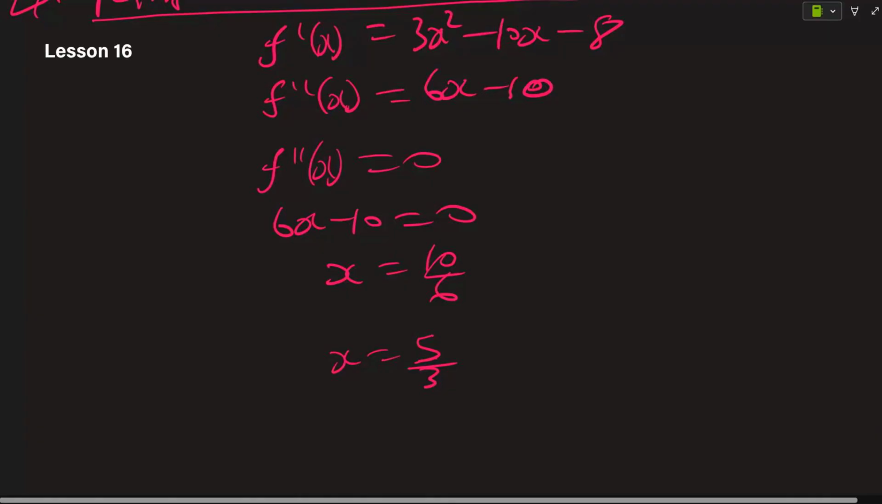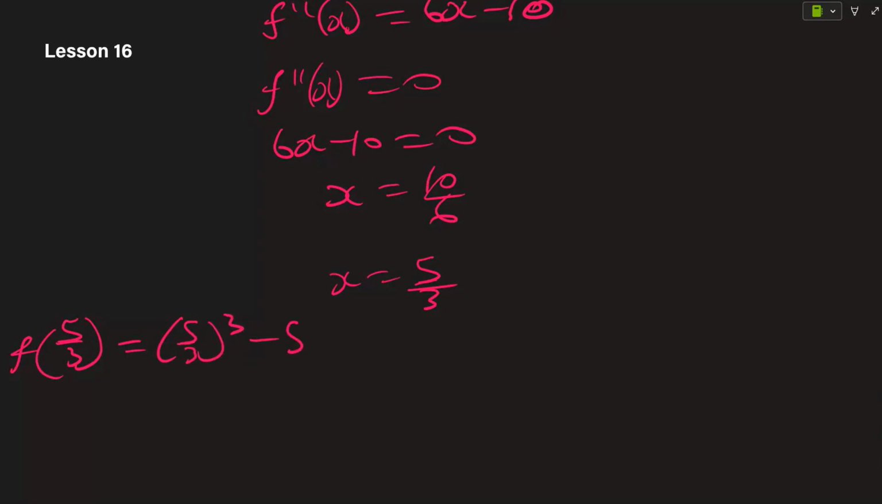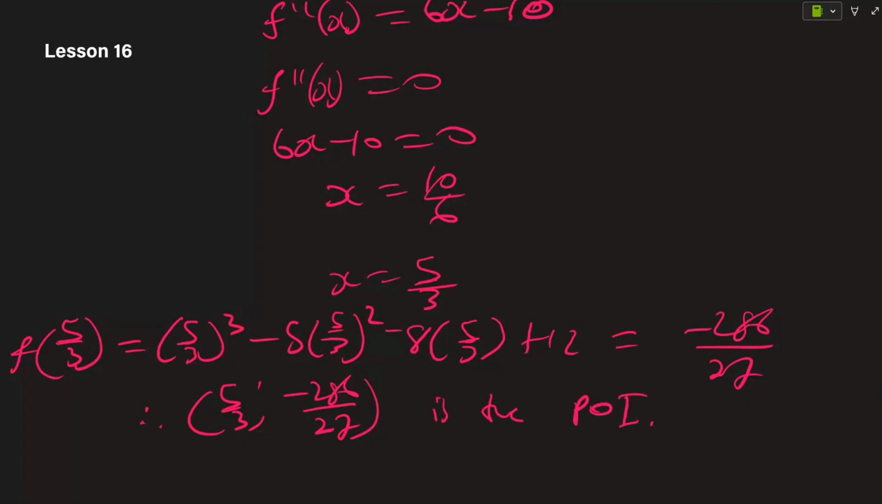So now, how do you get the y value of the point of inflection? You substitute into the original function. So f at 5 over 3 is 5 over 3 cubed minus 5 times 5 over 3 squared minus 8 times 5 over 3 plus 12, which is negative 286 over 27. Right, exactly. So therefore, 5 over 3 and negative 286 over 27 is the point of inflection. This is the point where the graph changes its concavity.